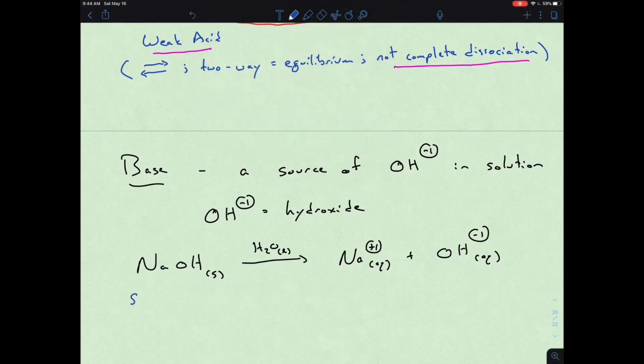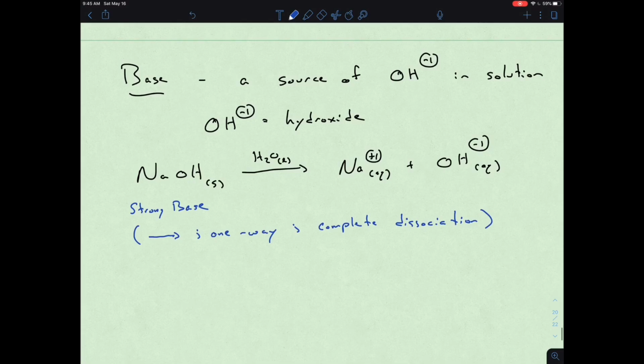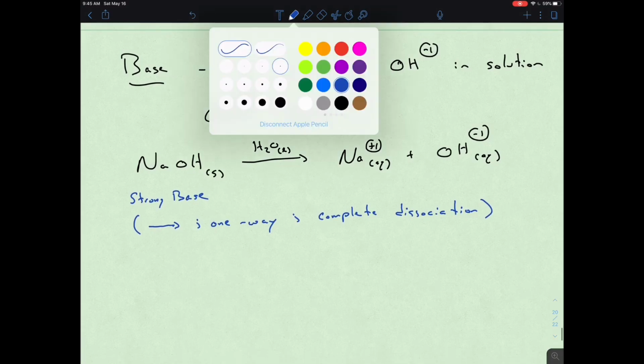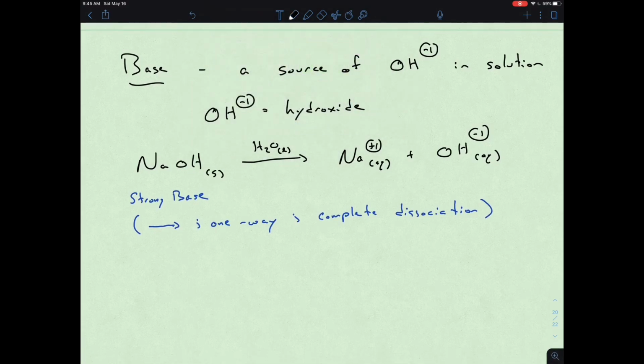This is an example of a strong base, kind of similar to the acids. It's a one-way ticket, and there is complete dissociation. We also have weak bases as well. Ammonia is a weak base.